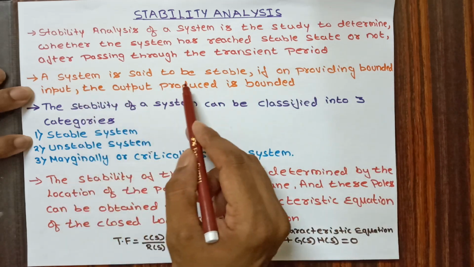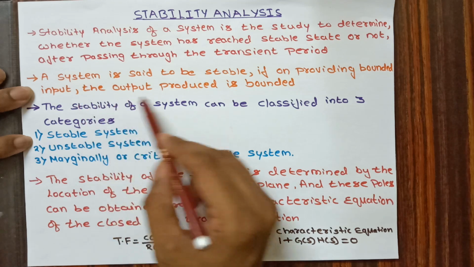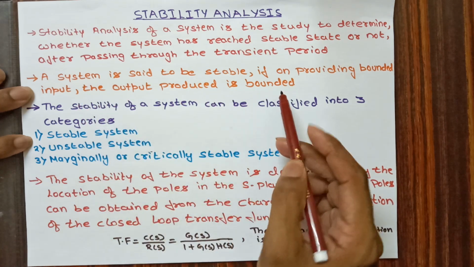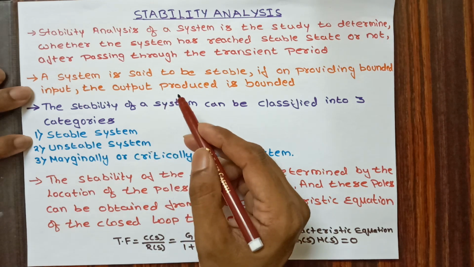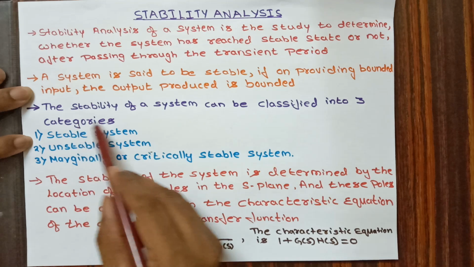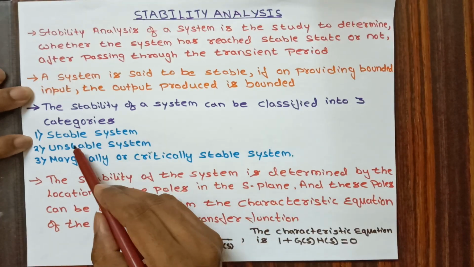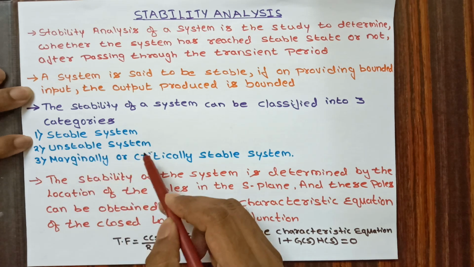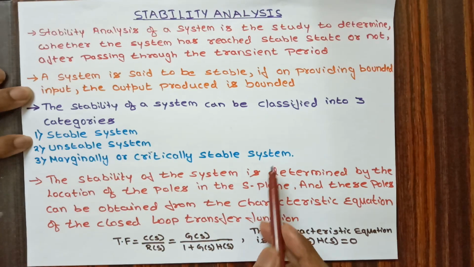A system is said to be stable if on providing bounded input, the output produced is bounded. That means for a bounded input, if we get bounded output, the system is said to be stable. The stability of a system can be classified into three categories: stable system, unstable system, marginally or critically stable system.